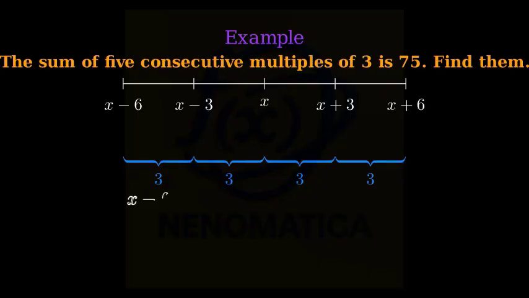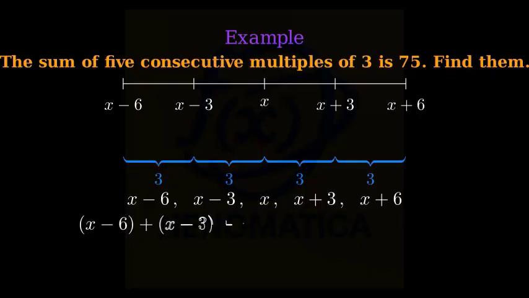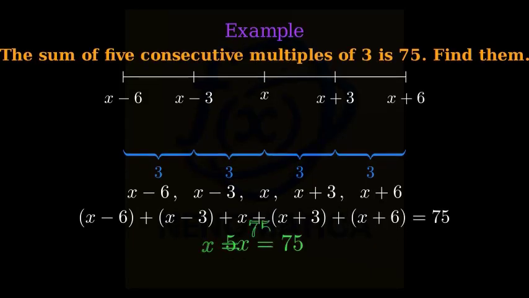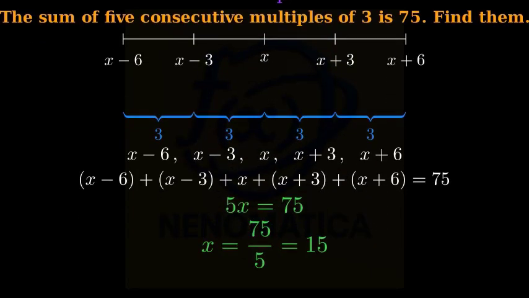Step 1. Consider the 5 numbers in order: x minus 6, x minus 3, x, x plus 3, and x plus 6. Step 2. Write their sum equal to 75. The constants minus 6, minus 3, plus 3, and plus 6 cancel out, leaving 5x equals 75. Step 4. Solve for x by dividing both sides by 5. That gives x equals 15.